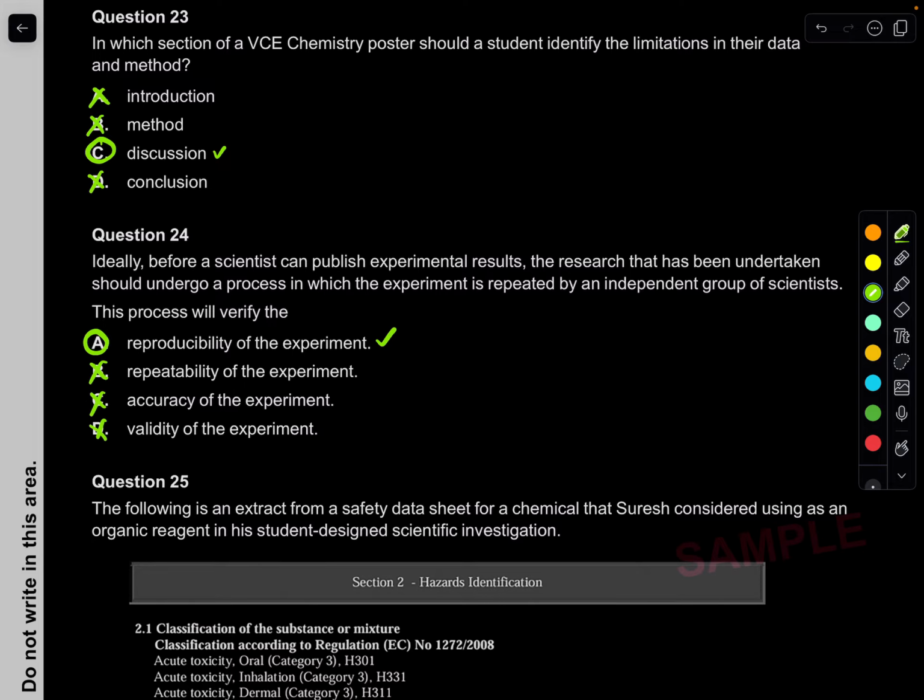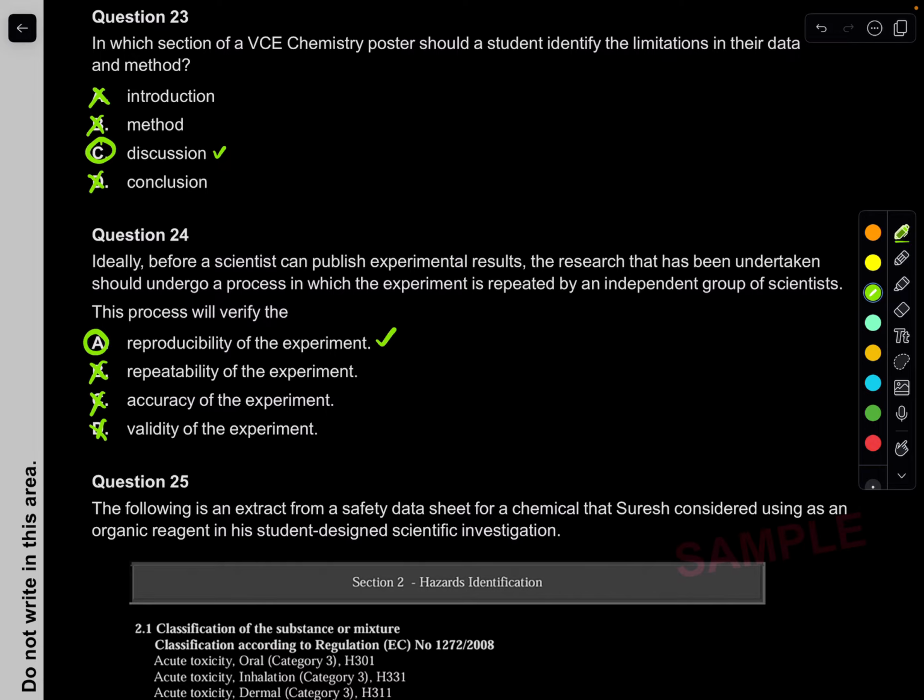This is a textbook definition of what reproducibility is. It's basically other scientists. If another person did it, are they going to get the same results? And hence it is reproducible. So make sure please to know these: reproducibility, repeatability, all the other stuff. Yeah, you need to know those definitions.